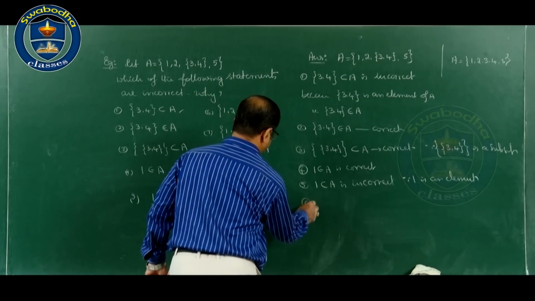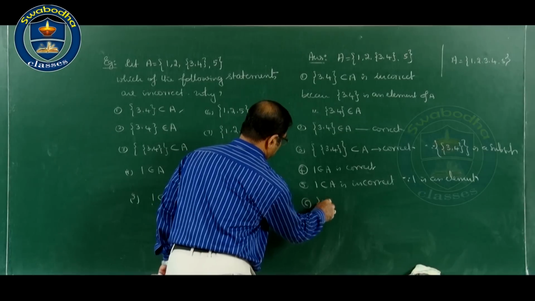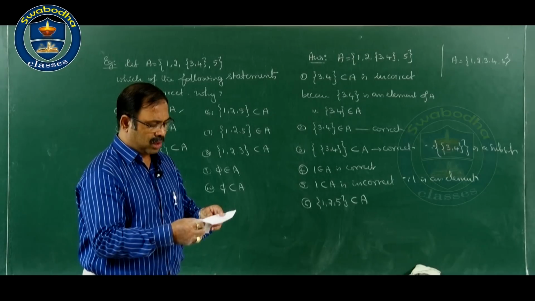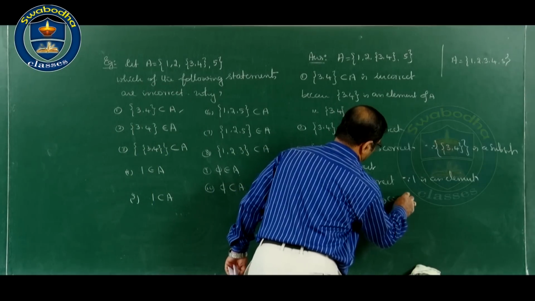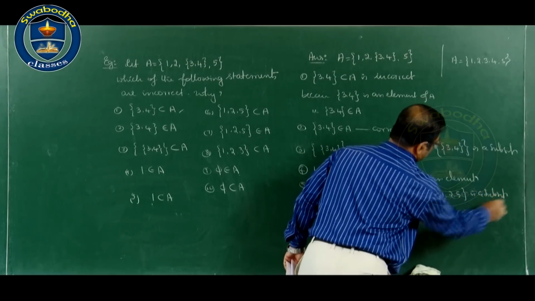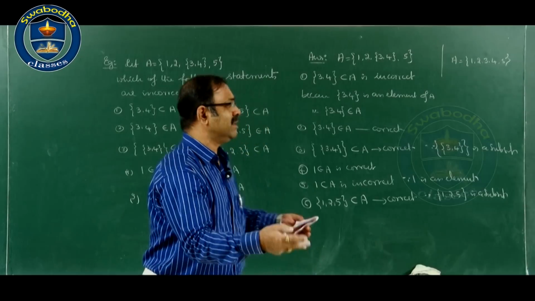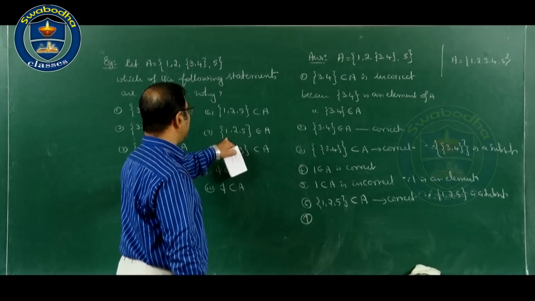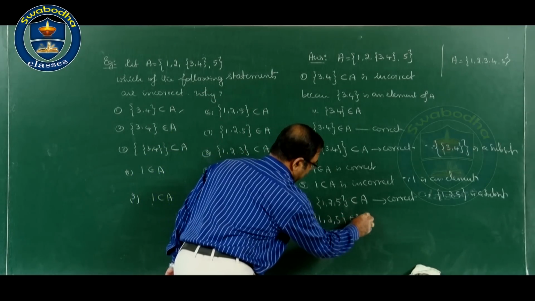Now sixth one, see. What is that? {1, 2, 5} is a subset of A. Is it true? Tell me. Is it true? {1, 2, 5}, is it a subset of A? Is that correct? Yes, this is correct. Why? Because {1, 2, 5} is a subset. Now a set with a single element, a set with 2 elements, a set with 3 elements, they are all subsets. Then we can write the seventh one. What is this seventh? {1, 2, 5} belongs to A. {1, 2, 5} belongs to A is incorrect.